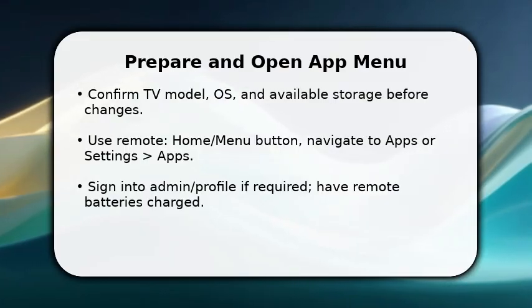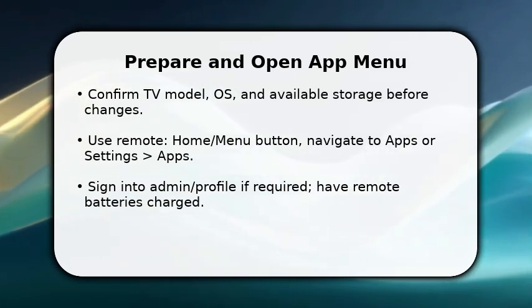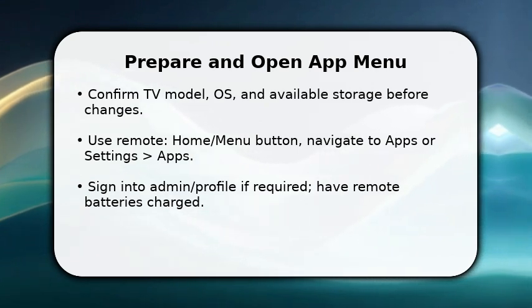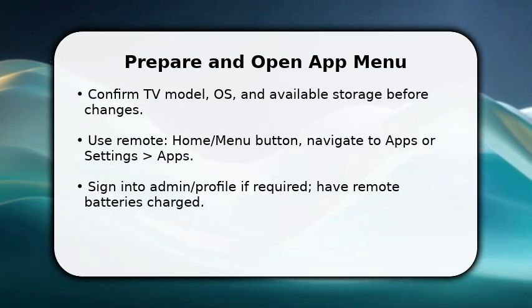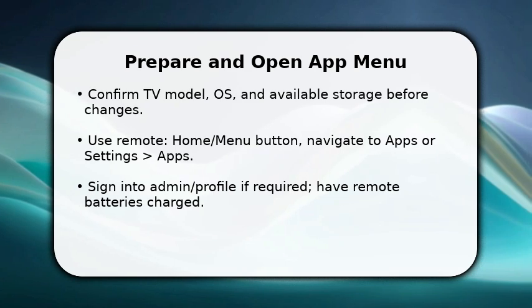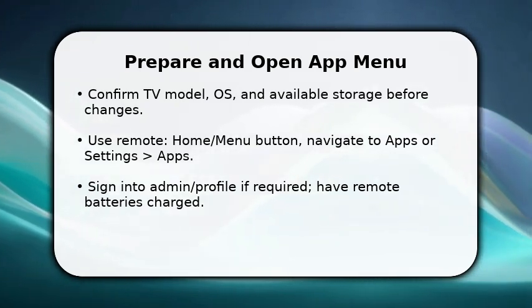You start by confirming the TV model and OS, so you select the correct removal method. Use the remote to open Home or Menu and go directly to Apps or Settings apps. If prompted, sign into the owner or admin profile so you have permission to uninstall. Make sure the remote has fresh batteries and the TV is connected to power and Wi-Fi.